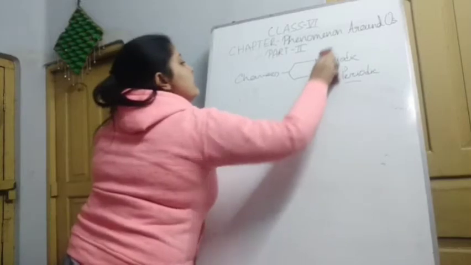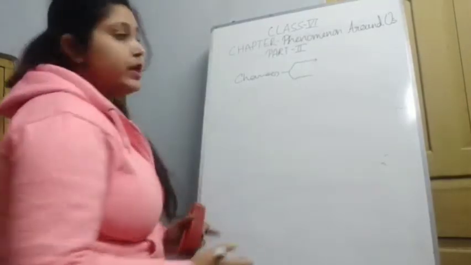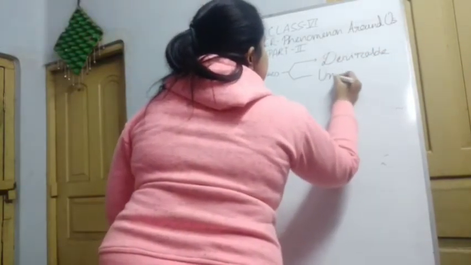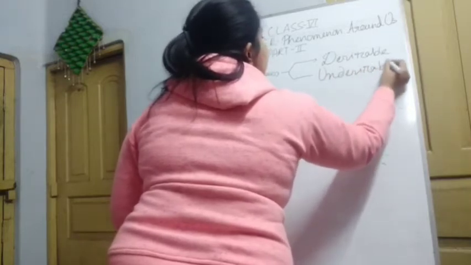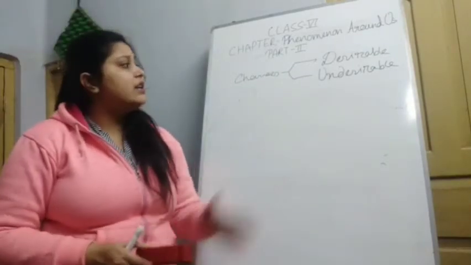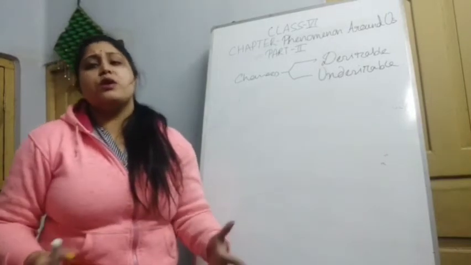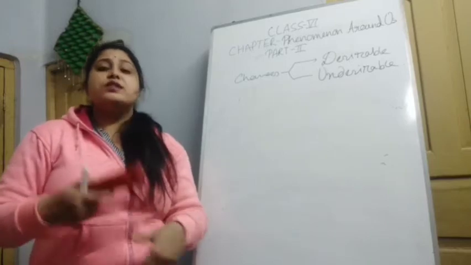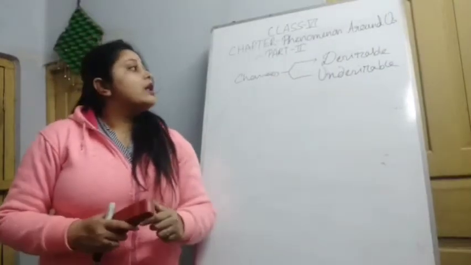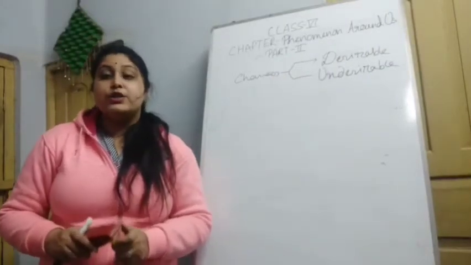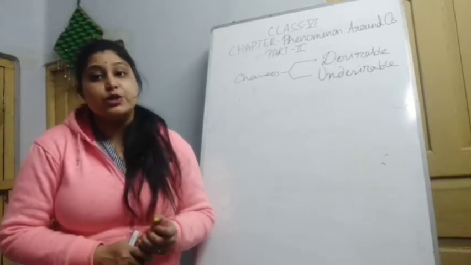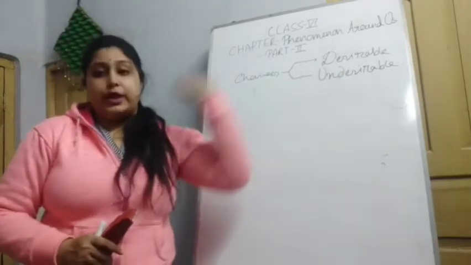Now we will discuss desirable and undesirable changes. What are they? Desirable changes are something that we desire, and undesirable changes are something which we don't want to happen, which we don't desire, right? I can give an example: if we plant a tree and it grows up, it is a desirable change. But if we cut the tree, is this a desirable change? No, this is an undesirable change, right?